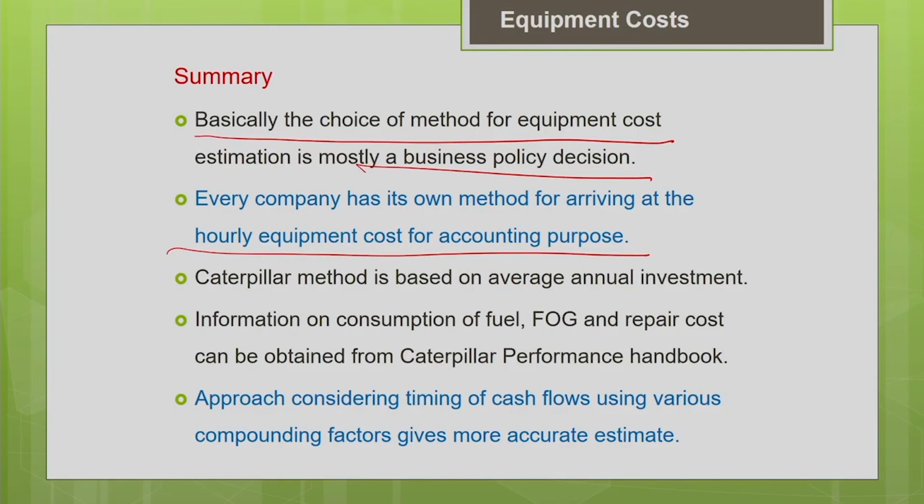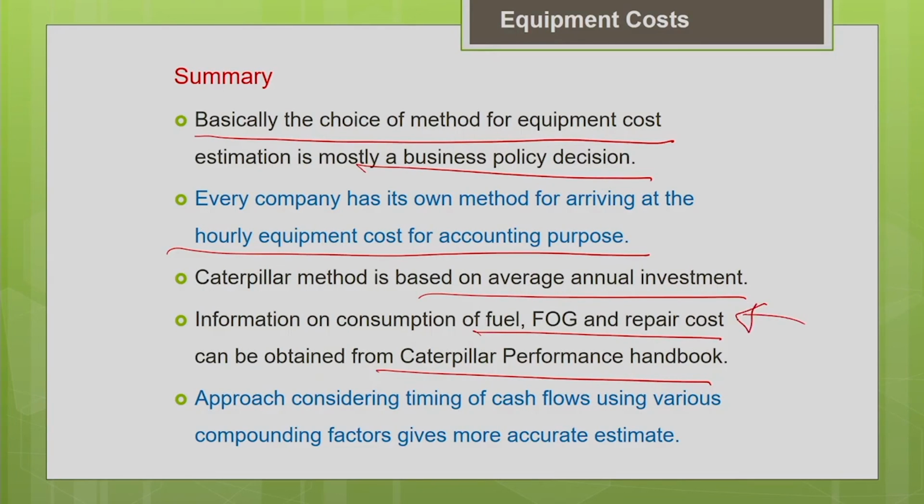Then let us summarize what we learned in this lecture. In Caterpillar method, we found that it is based on the average annual investment method, which is approximate. And the information on the consumption of fuel, FOG, repair cost, everything is available for different equipment models and for different project conditions, with the definition of the project working conditions from the Caterpillar handbook. Similarly, you can find this in many other handbooks which are available. So a lot of sources of literature are there to get this data.